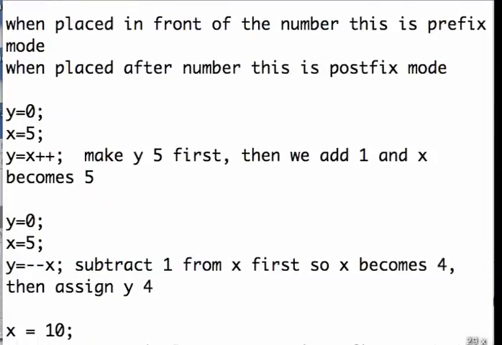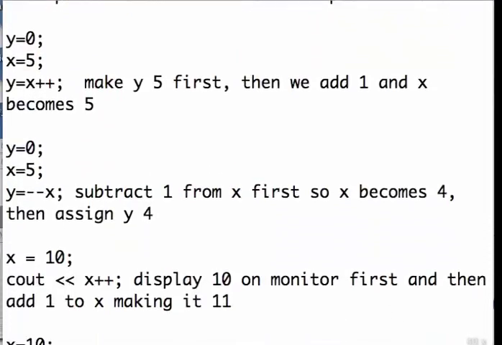Let's suppose that y is 0, and x is equal to 5. And I say y is assigned x plus plus. There are two things happening here. I'm dumping something into y and I'm adding 1 to x. The question is which one comes first. In this situation, because x plus plus is in the postfix mode, the first thing we do is assign 5 to y, and then we add 1 to x, and x becomes 6.